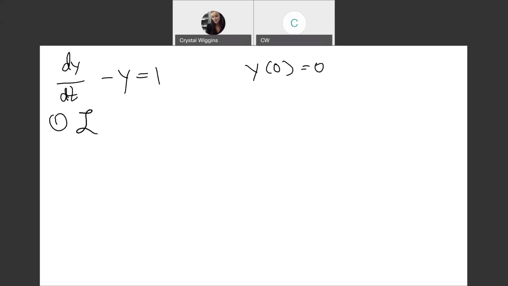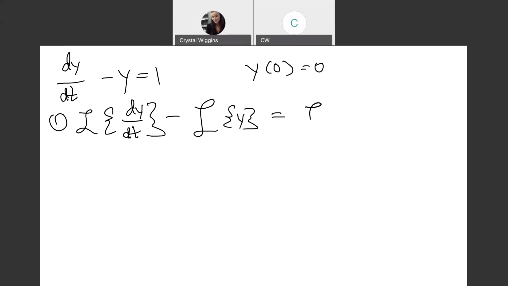Last one, let's solve a first order initial value problem using the Laplace transform. The differential equation is dy/dt minus y is equal to 1 with the initial value y of 0 equal to 0. Step 1, take the Laplace of both sides. So we have the Laplace of the derivative minus the Laplace of y is equal to the Laplace of a constant, 1.